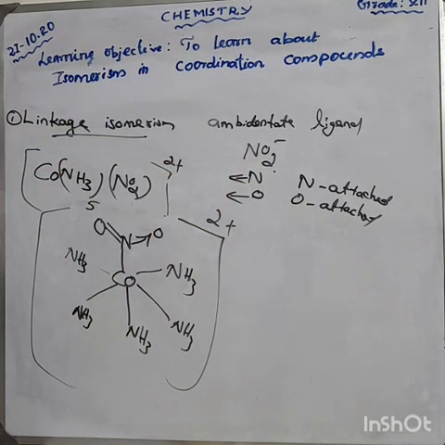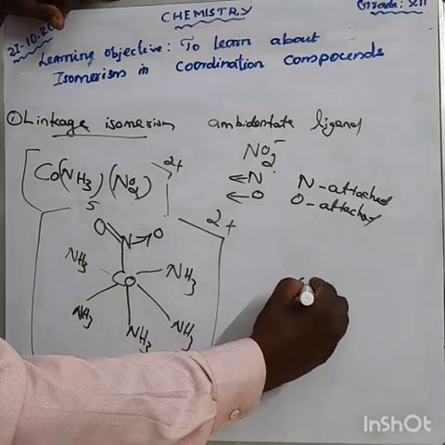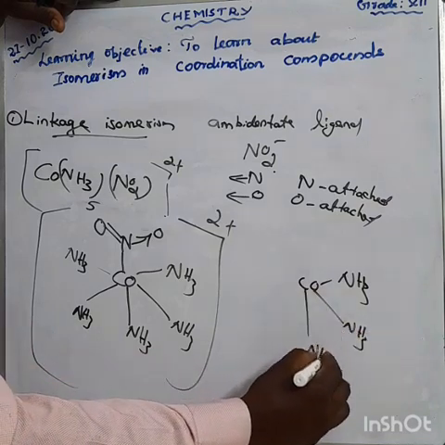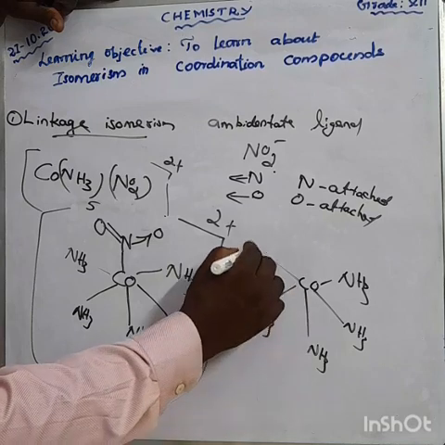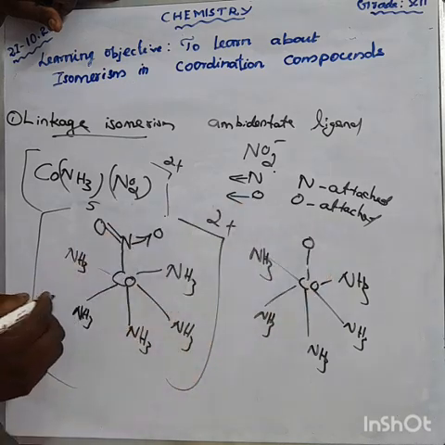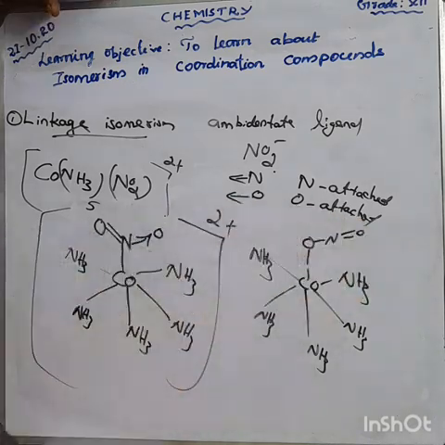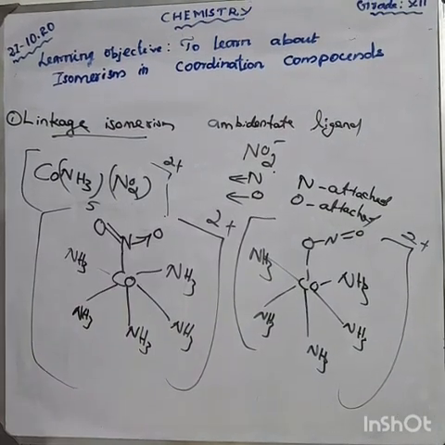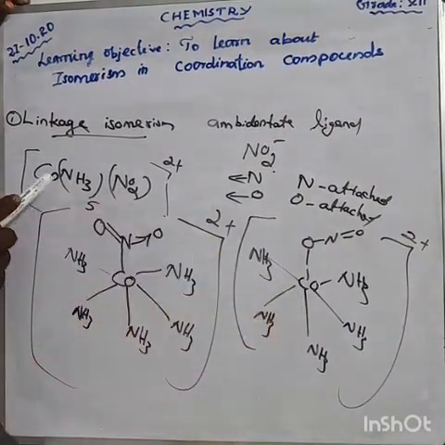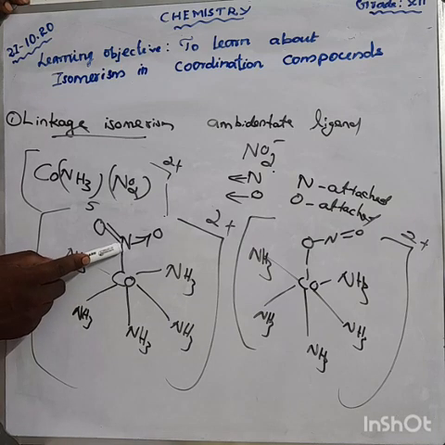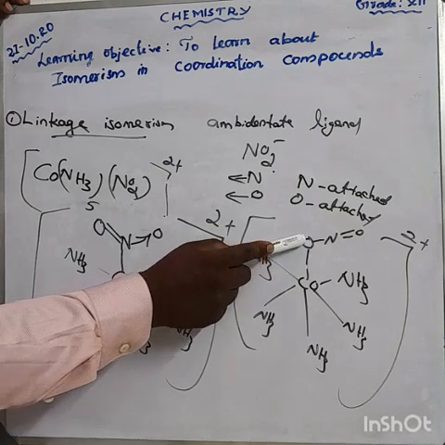Otherwise, we can write one more example with the oxygen atom. That is, cobalt with NH3, NH3, NH3, NH3, NH3. Here I wrote nitrogen, and here I am saying oxygen. The total complex charge is 2 plus. Can you understand? Can you differentiate the two structures? As per the textbook example, cobalt with five ammonia and one nitrite ion. Here cobalt is attached to nitrogen. Here also, oxygen is attached to cobalt.